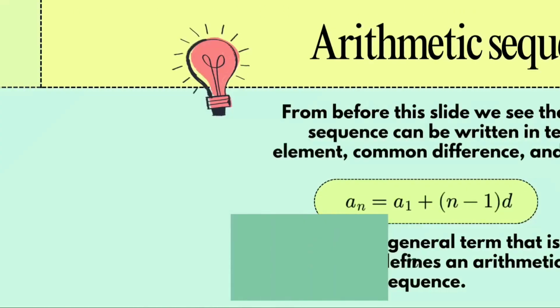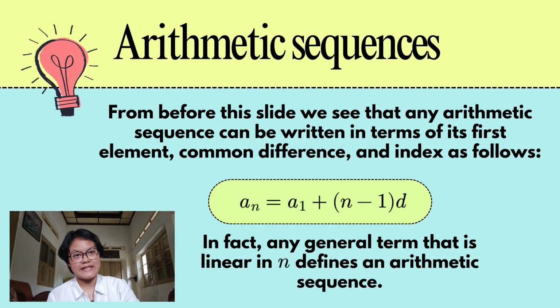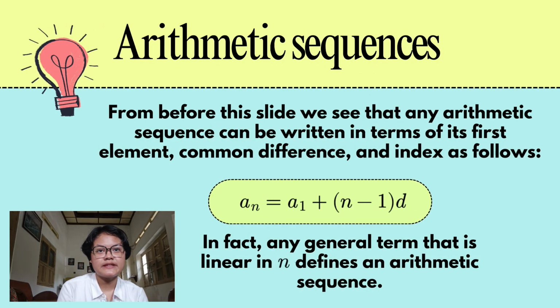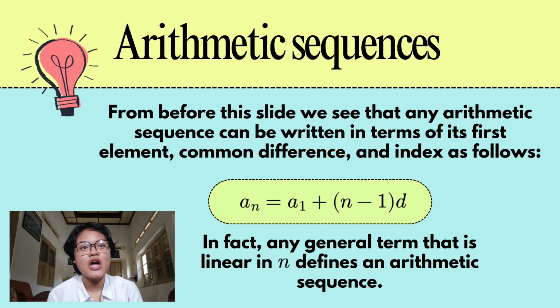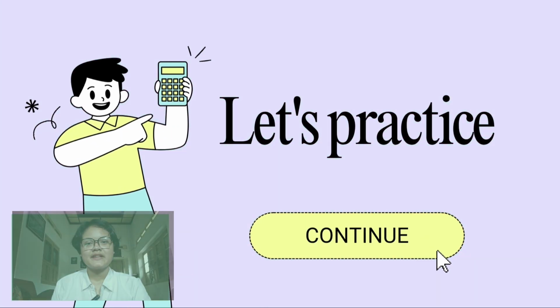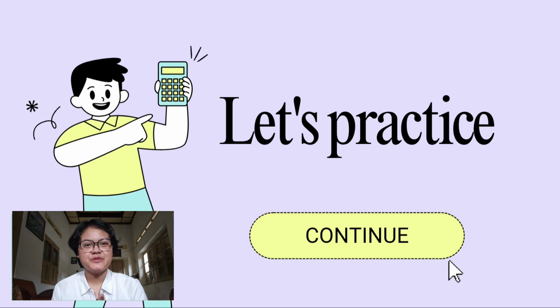Okay, from the previous slide, we see that any arithmetic sequence can be written in terms of its first element, common difference, and index as follows: a sub n equals a sub 1 plus n minus 1 multiplied by d. In fact, any general term that is linear in n defines an arithmetic sequence. Okay, now it's time to practice. Let's go!